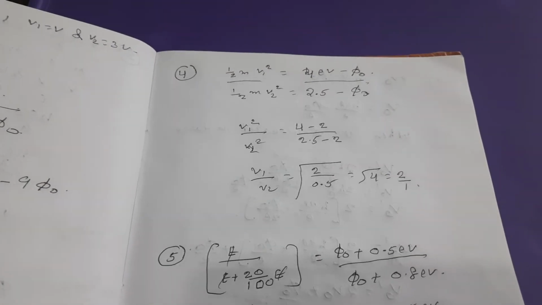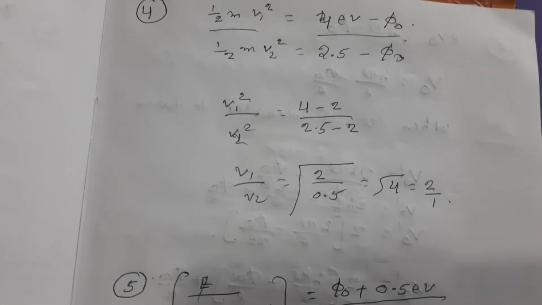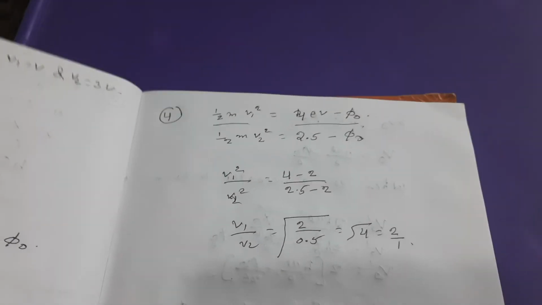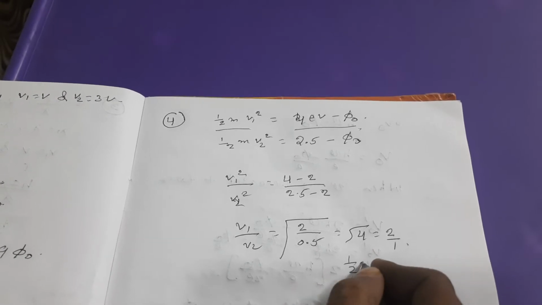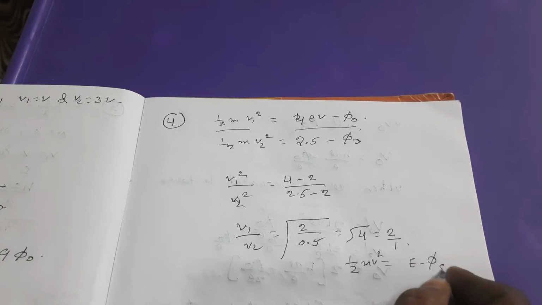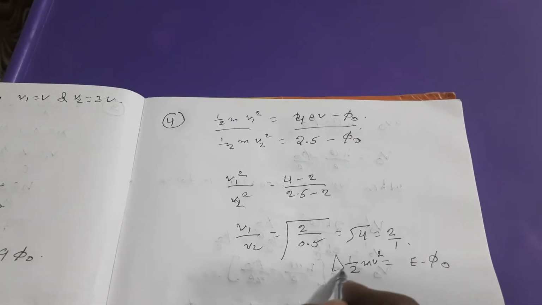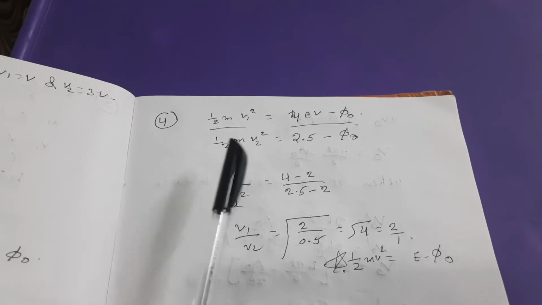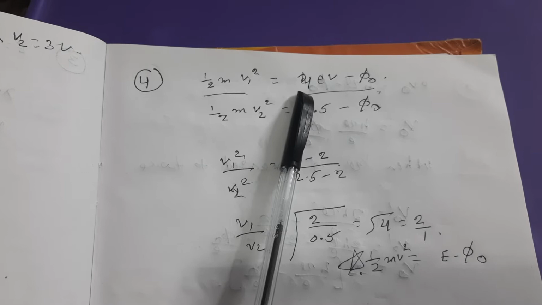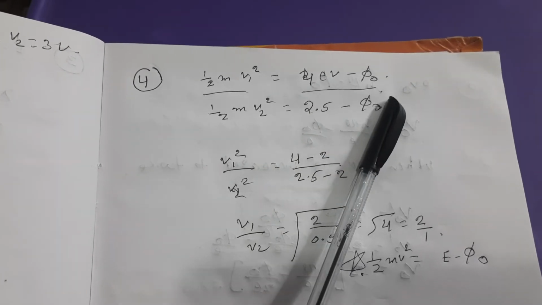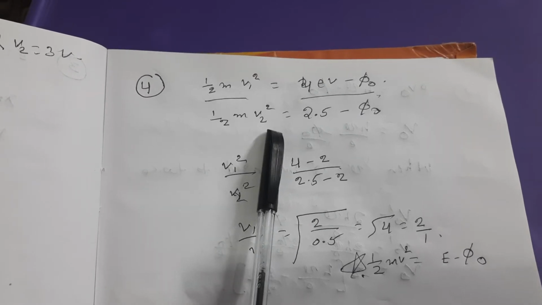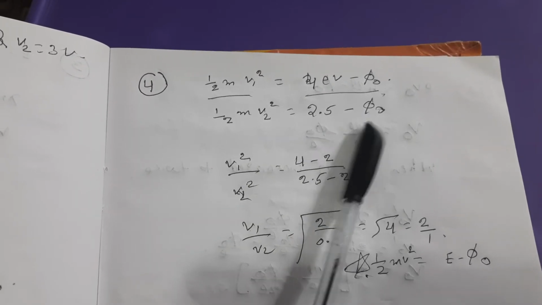same here also we are using Einstein's photoelectric equation. From this, half mv square equals what is the formula? E minus phi naught. Look here, half mv square, meaning kinetic energy, equals E minus phi naught. This formula we are using. So on the LHS we are taking half mv1 square equals, they have given that energy is 4 electron volts minus phi naught. Same metal means don't change this one, this is same. Then second case, half mv2 square equals 2.5 minus phi naught.